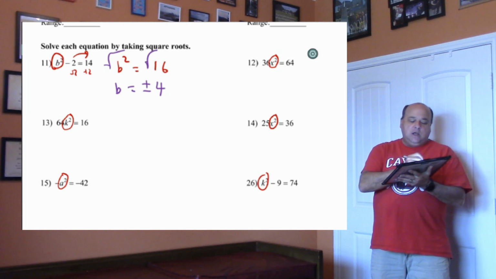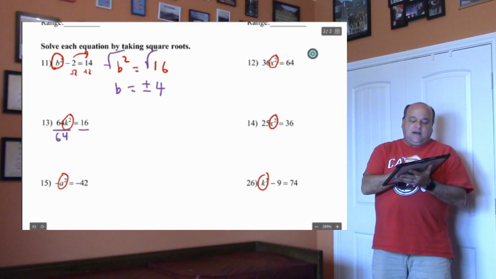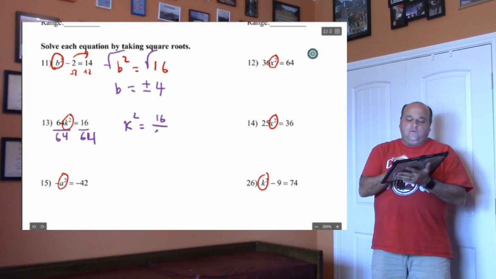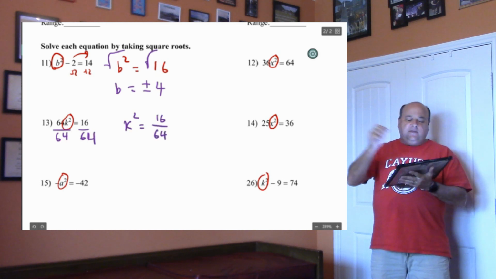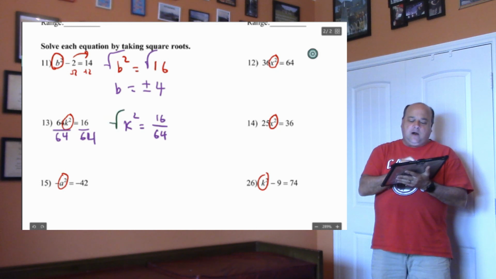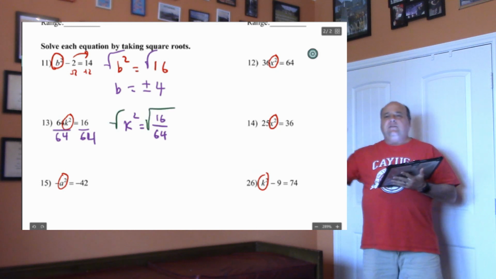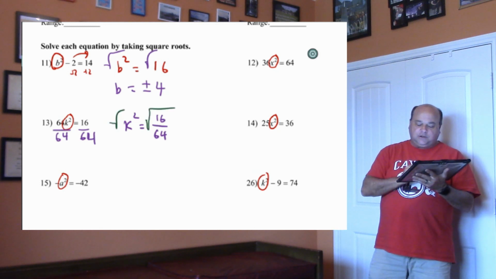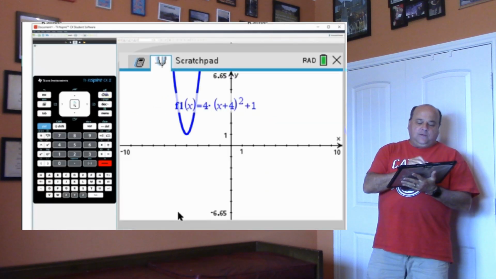That'll be a fraction. So this one right here, we're going to have to divide by 64, and that will give us k squared equals 16 over 64. Now then, remember, the opposite of the second power is the square root. Now then, let's just type this into the calculator. So go to the calculator. We're going to hit the home button.